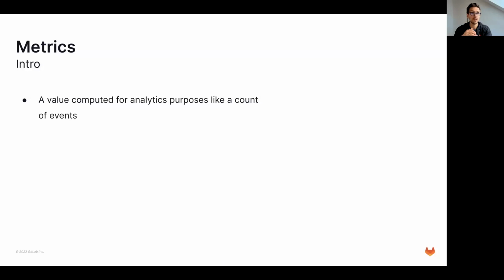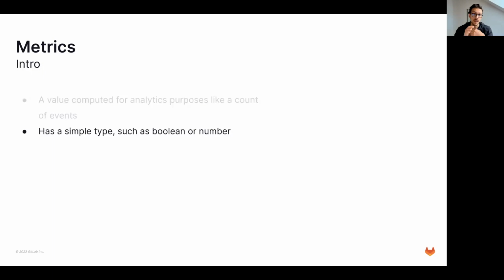usage or decreased usage. And looking at an individual event record doesn't really tell you anything, right? So what you normally want to do is you look at the amount of events that happened and compute this. And a metric is this kind of computation. So you get back like how often did a specific event happen. As such, a metric normally has a simple type, such as a Boolean or number.